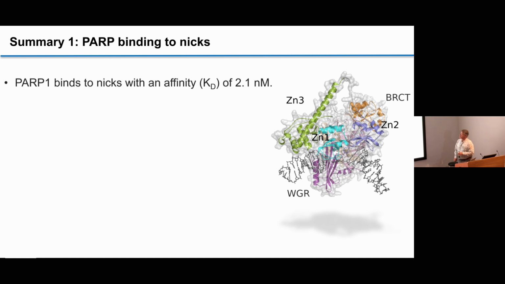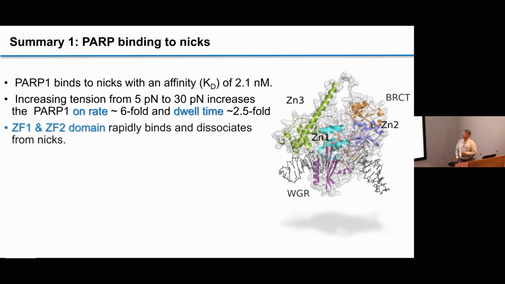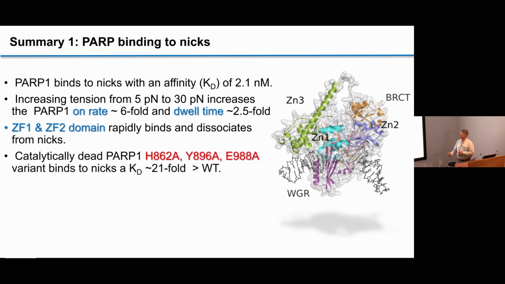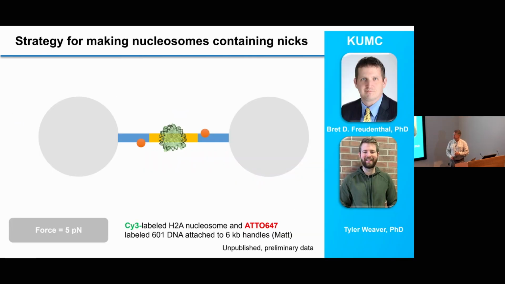So to summarize this part, PARP binds to nicks with an affinity of about 2 nanomolar. I didn't get to show you, but if you pull on the DNA, actually PARP binds better to nicks. Zinc fingers 1 and 2 are necessary and sufficient. This triple mutant now binds tighter, and then EB47 increased the binding affinity tremendously. Olaparib had no effect in our experiments when we first screened it, but we're going to go back and look at it and more.